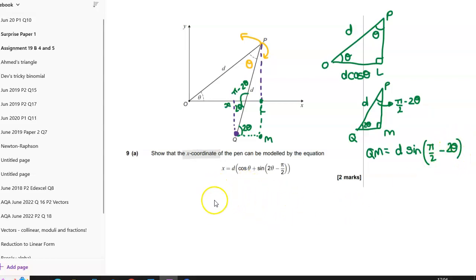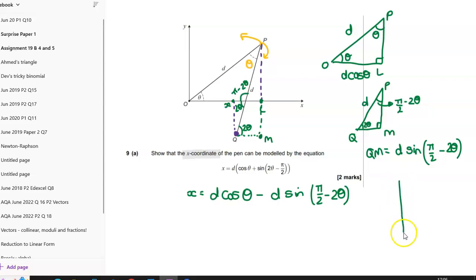Therefore, if we're looking for side OX, which is the x-coordinate, Mark, you're more noisy than them. Sorry. If we want this x-coordinate here, we're going to have this big side here, which is D cos theta, that big side OL, and then we're going to take away that distance XL to leave us with just OX. So we're going to take away D sine of pi by 2 minus 2 theta. And that's starting to look a little bit like where we want to go.